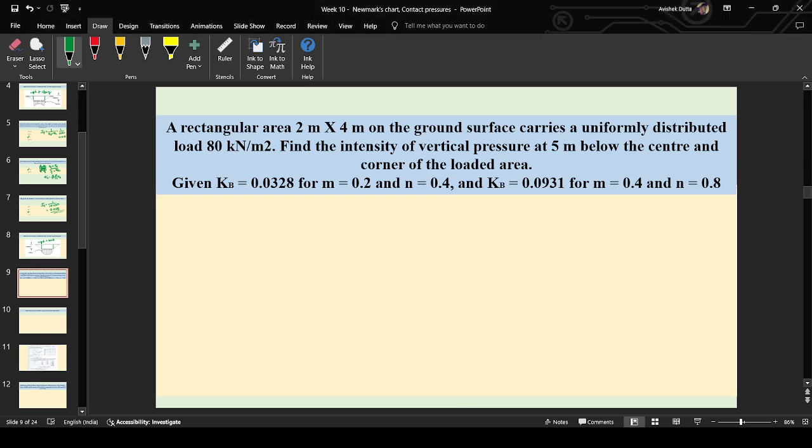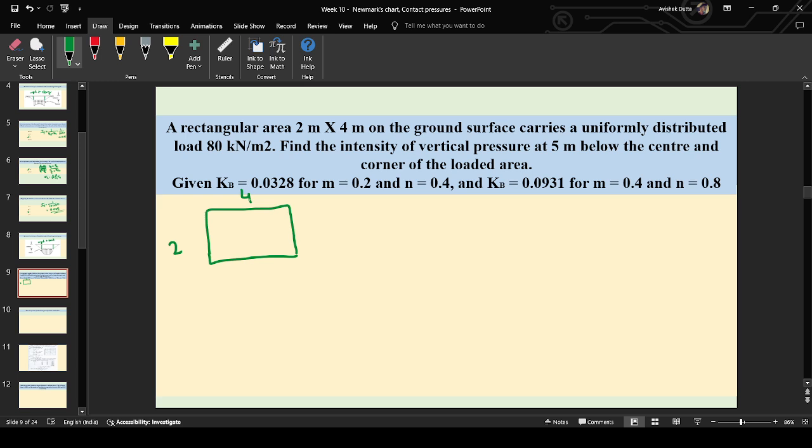Rectangular area 2 by 4. Okay, we haven't solved any question. I will solve it and you will just verify the same from any standard textbook or any material whatsoever. So the area mentioned over here was 2 by 4, isn't it? 2 meter by 4 meter.